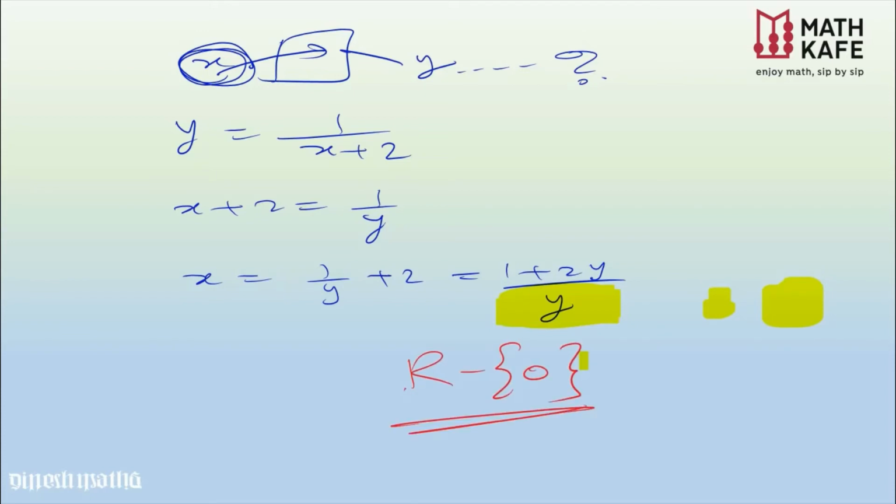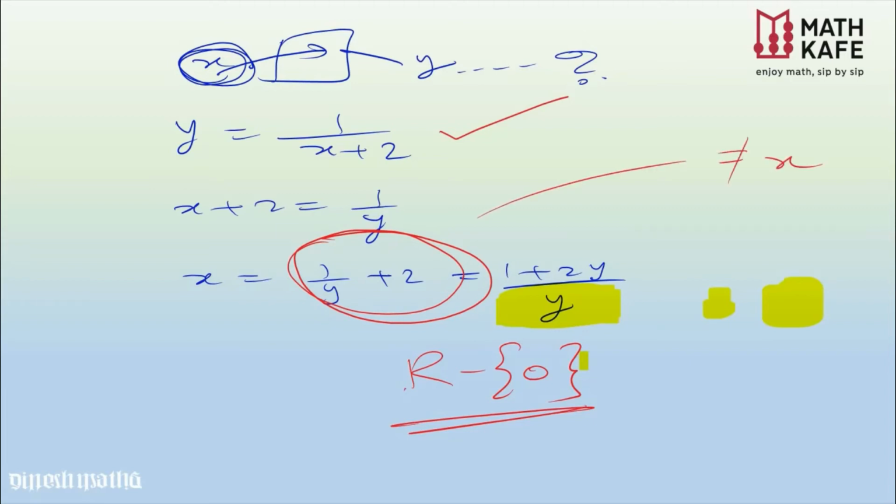The procedure is that you write it as equal to y, and rewrite the expression as x in terms of y only, without any x. No x should be in this expression. Then if you have a denominator or a square root, apply the condition. Denominator means it cannot be 0, and square root means what? It should be positive. So the range will be R minus 0, and the domain we got as R minus negative 2.